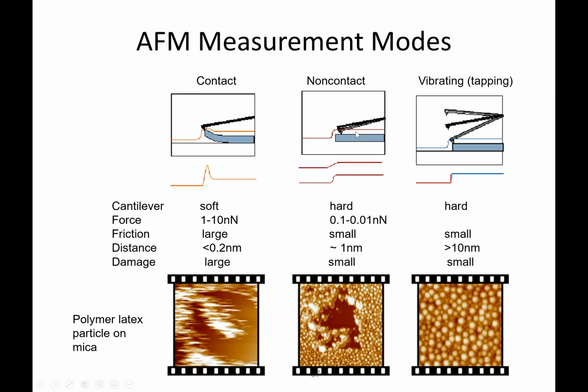But this case has some good information on the small features, and also damage is small. But the control of this one is very difficult. So each one has pros and cons, giving different information, but the atomic force microscope can give you the nanoscale surface.